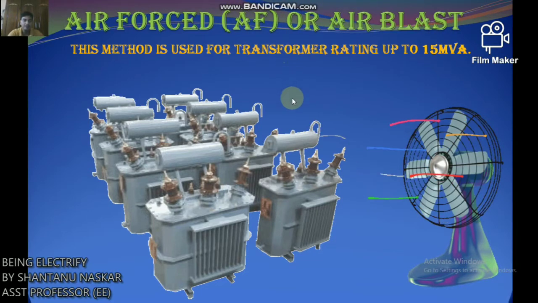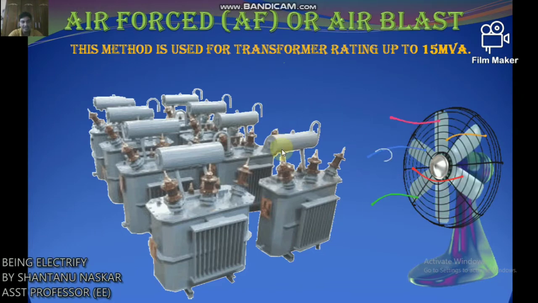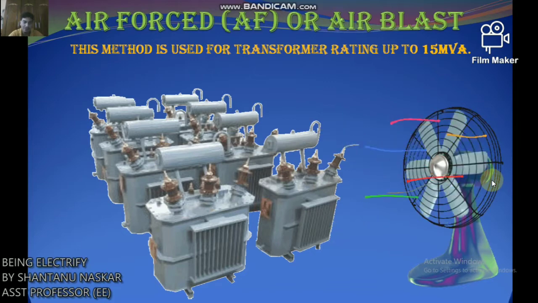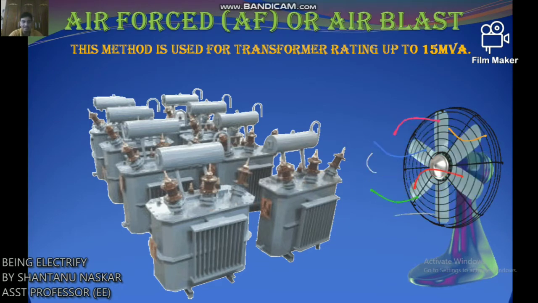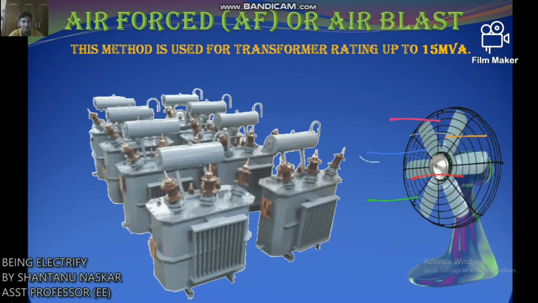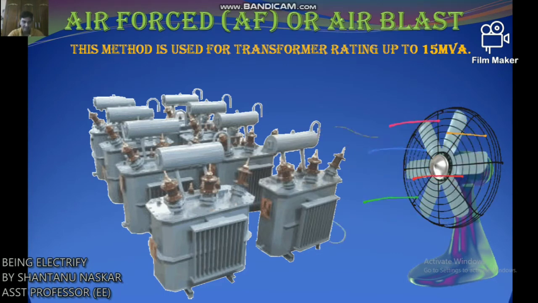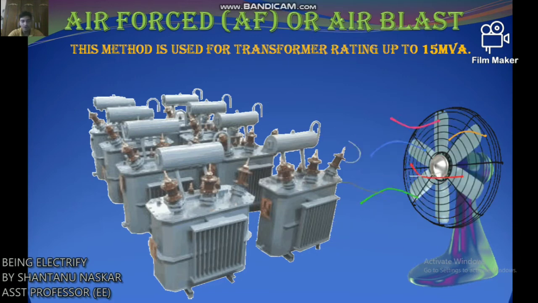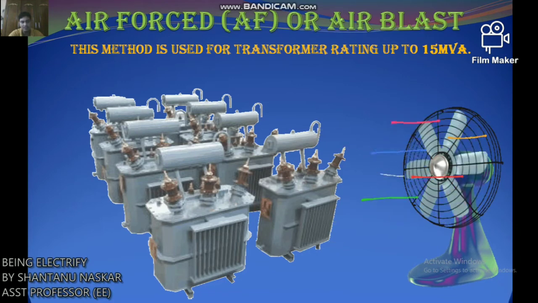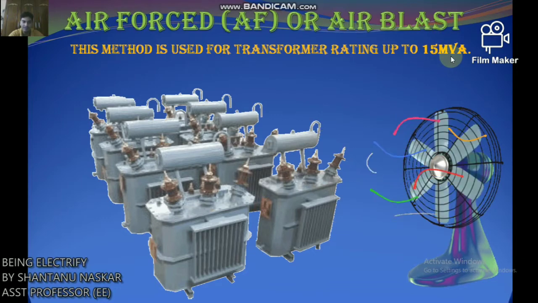Very easy. Next we will discuss air forced or air blast, which in short form is AF. In this method, the heat generated is cooled by the forced air circulation method. With the help of fans and blowers, high velocity air is forced on the core and the winding of the transformer. As the temperature inside the transformer goes beyond the standard safe level, an alarm is activated and the fans and blowers are switched on automatically. This method is used for transformer rating up to 15 MVA.